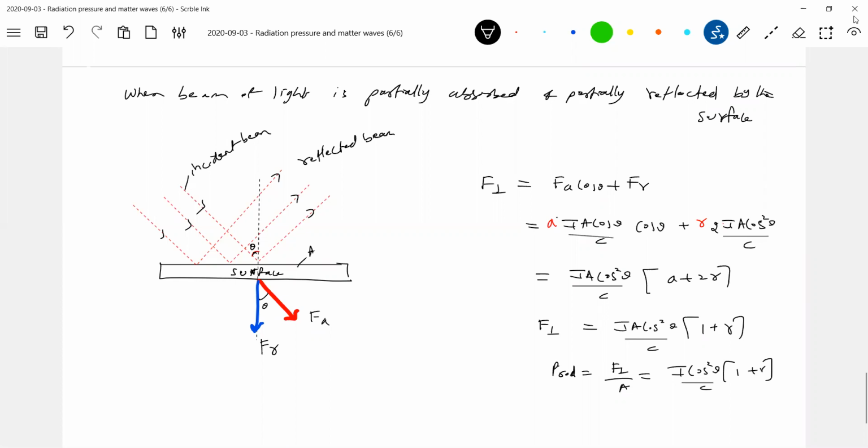There will also be a tangential force. You have to be careful. So what is F parallel? F parallel is Fa sin theta. In numericals, this is very important.